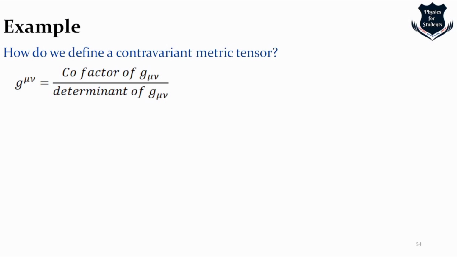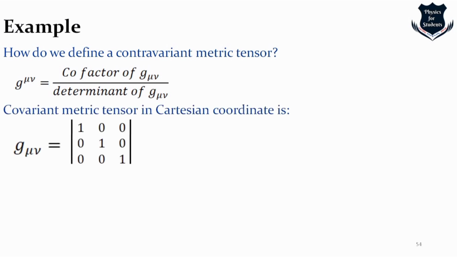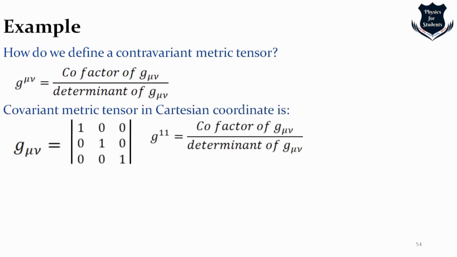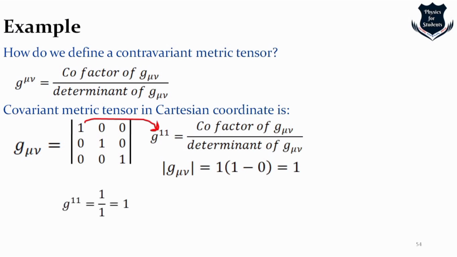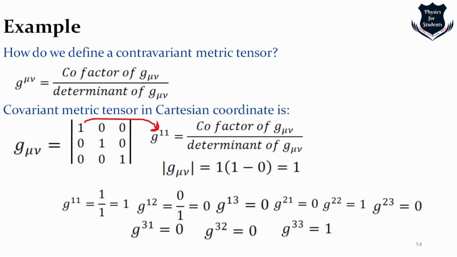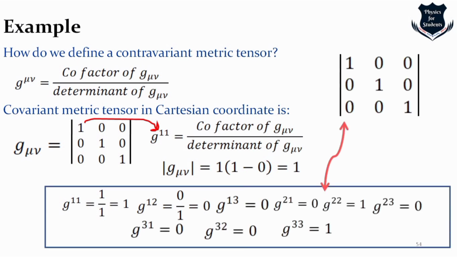We divide it by the cofactor and the determinant of G mu nu. So we take the covariant metric tensor in Cartesian coordinates, which is simple, and we take the first component, the cofactor divided by the determinant, and what we get is this. For this one, we get the value 1, then we calculate 1, 1, 1, 2, 1, 3, and so on. So if we quickly plot this entire value into this, what we get is this one.